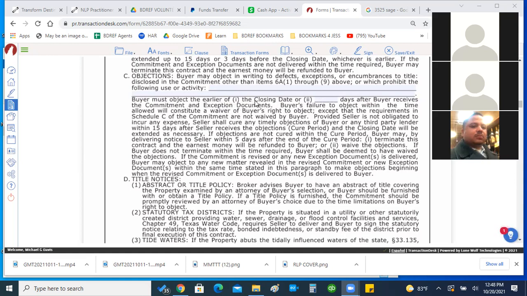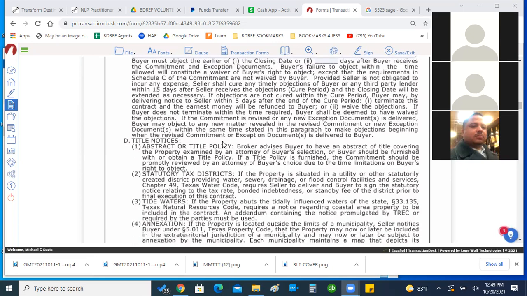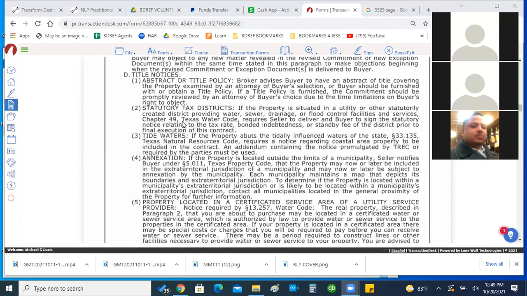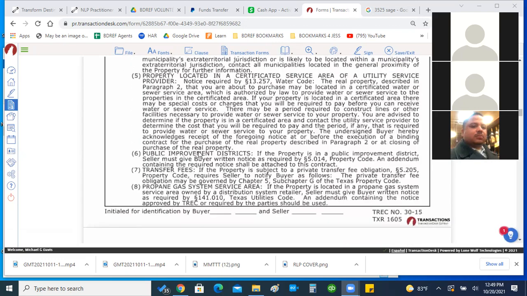And all this is pretty much saying is that you can't close on the house and then come back and say you got an issue with the title being messed up. And really, if there are any encumbrances to the title, the title company's not going to close on it, no way. So everybody would be notified of what's going on. All right, this talks about title notices. So you can look through that, read all of that.